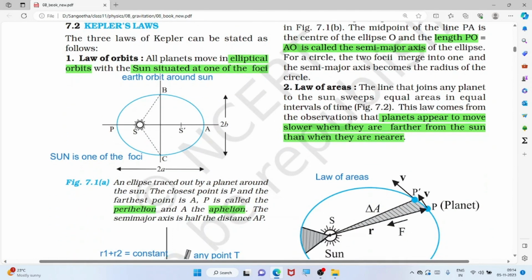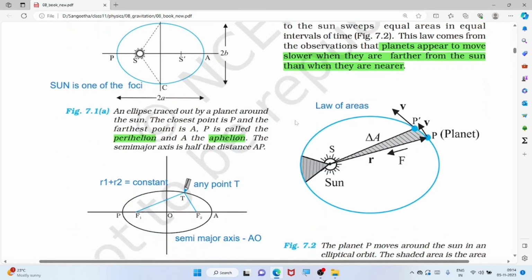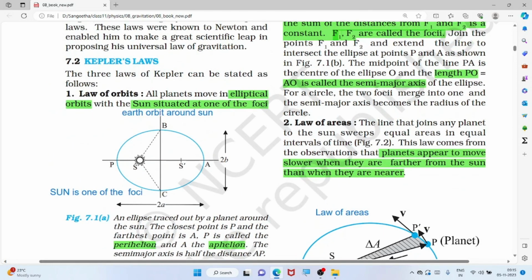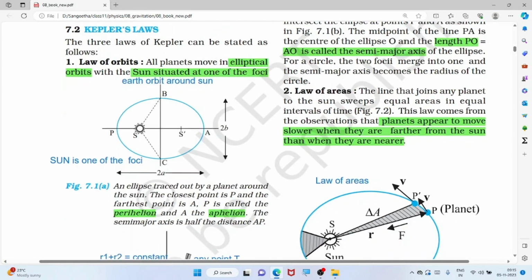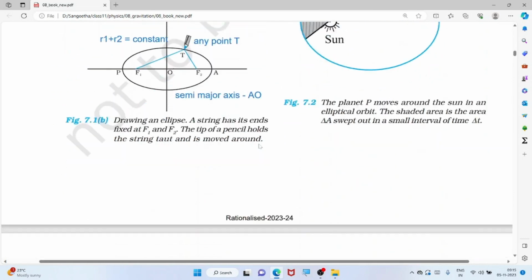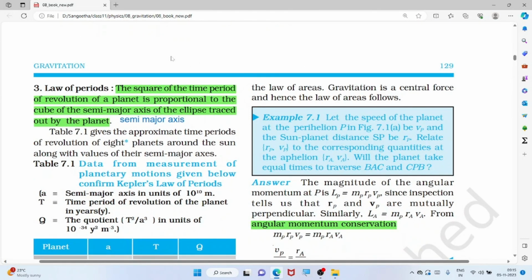Semi-major axis. Law of areas, the second law of Kepler. It says that equal areas are covered in equal intervals of time. If the time from here to here is, let us say, 1 second, and from here to here also 1 second, then these two areas are the same. The same areas are covered in the same time. This is the law of areas, the second law.